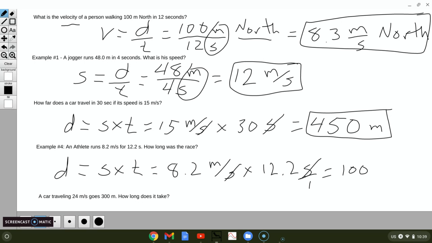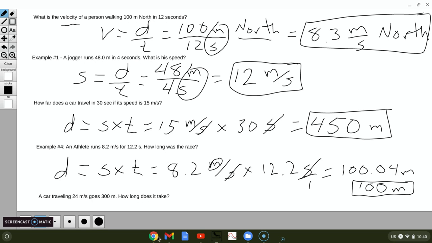This comes out to be 100.04. My units that are left alive are meters. So you could say 100.04, or if you're really looking at this, it asks how long was the race? The race was 100 meters. So that's what he was doing. All right, so that is how you solve for distance.